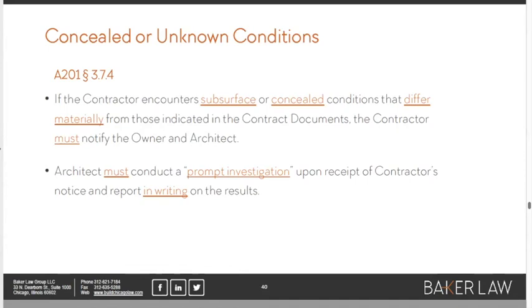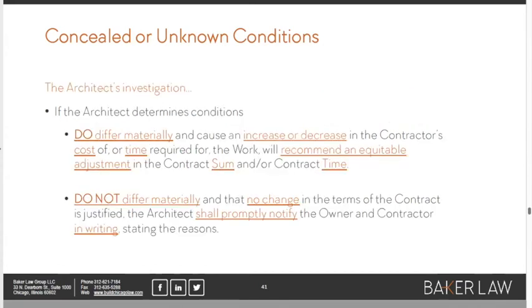If the GC starts to make that noise, get somebody out there fast to conduct a prompt investigation. Must is another declarative word like shall. The contractor must notify the owner and the architect. The architect must conduct a prompt investigation. And this is another instance where the architect is required to create a writing on its results, right?